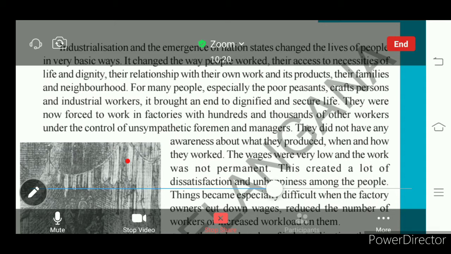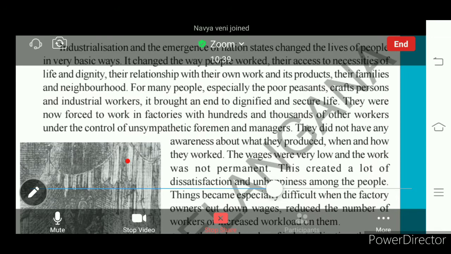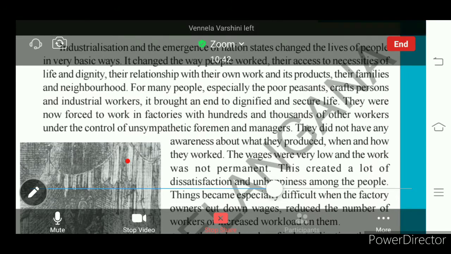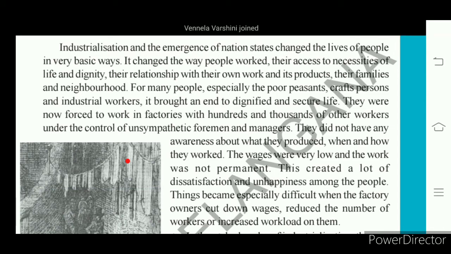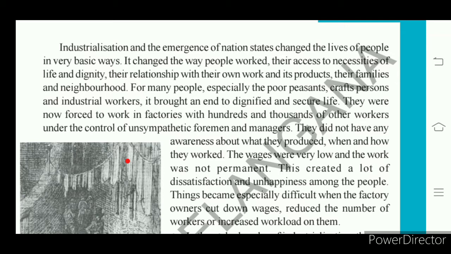The foreman looked only for production to go on. He did not think of the natural problems and health problems of the workers. Managers, who are the supervisors of these workers, also worked very cruelly. So the dignity of the life of the workers ended. When workers were not working properly, or if they tired from overwork, they were thrown out of employment. So there was no security to the life of the workers. Poor peasants, craft persons, and industrial workers suffered very much with industrialization.